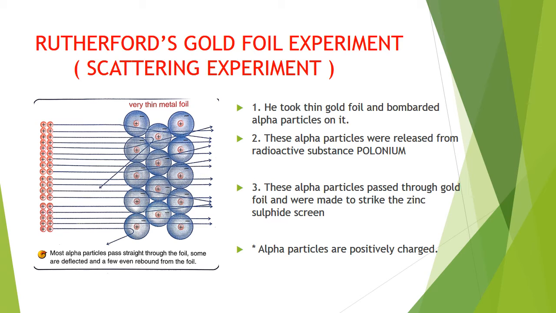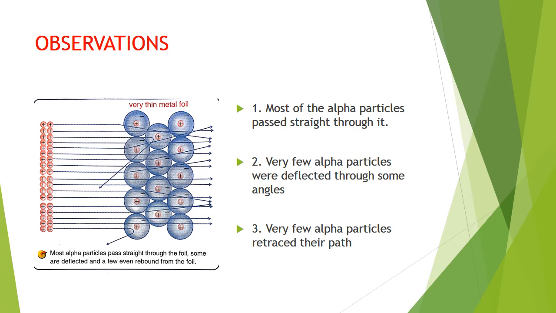You must be wondering, out of all the metals, why did Rutherford use only gold? The answer to this is that since gold is one of the most malleable metals, it was very easy for Rutherford to hammer or beat gold into thin sheets for his experiment. After performing the experiment, Rutherford made some observations.